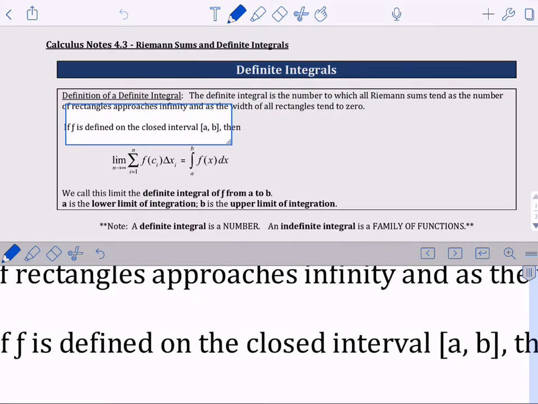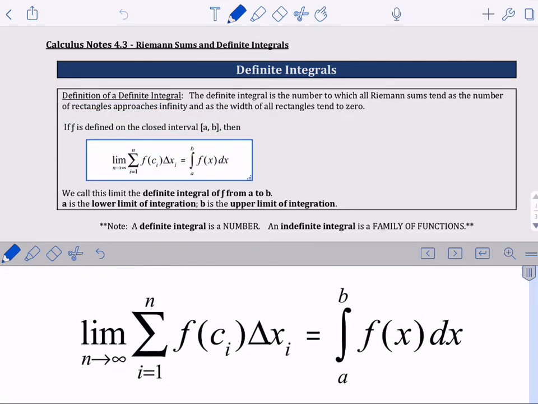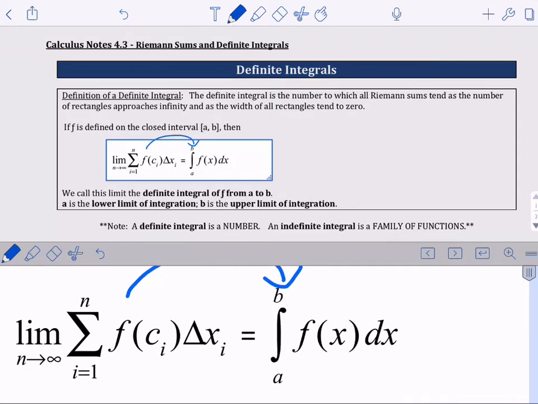So if f is defined on the closed interval from a to b, then the limit as n approaches infinity of the sum from i equals 1 to n of f of c sub i delta x sub i is equal to the definite integral from a to b of f of x dx. So this is a super powerful thing, and it's taking our pre-calculus into calculus here.